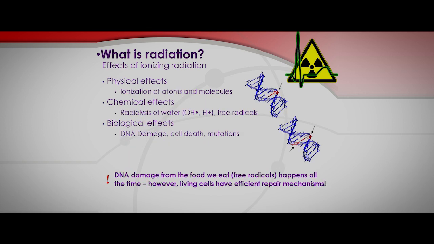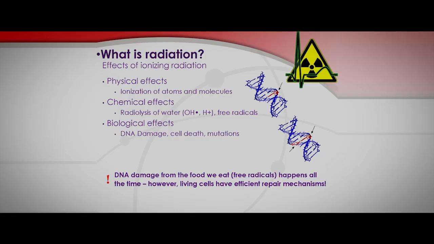Now we're going to continue with the effects of ionizing radiation. The physical effects we already discussed, the ionization of atoms and molecules. The chemical effects then, which would be the radiolysis of water, for example, and the production of free radicals. So we have a hydroxyl radical, for example, which are very reactive molecules, and they just want to fill up that one empty electron shell by any means. They don't care whatever is nearby.